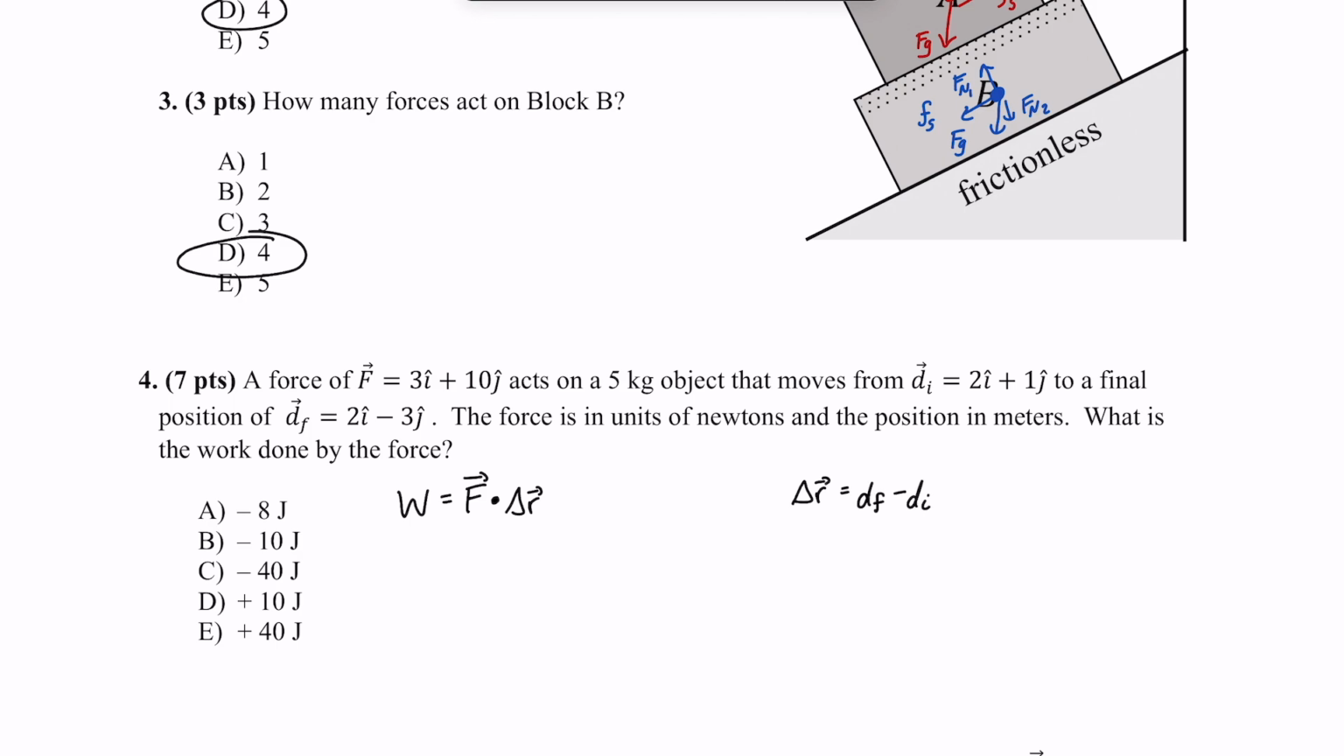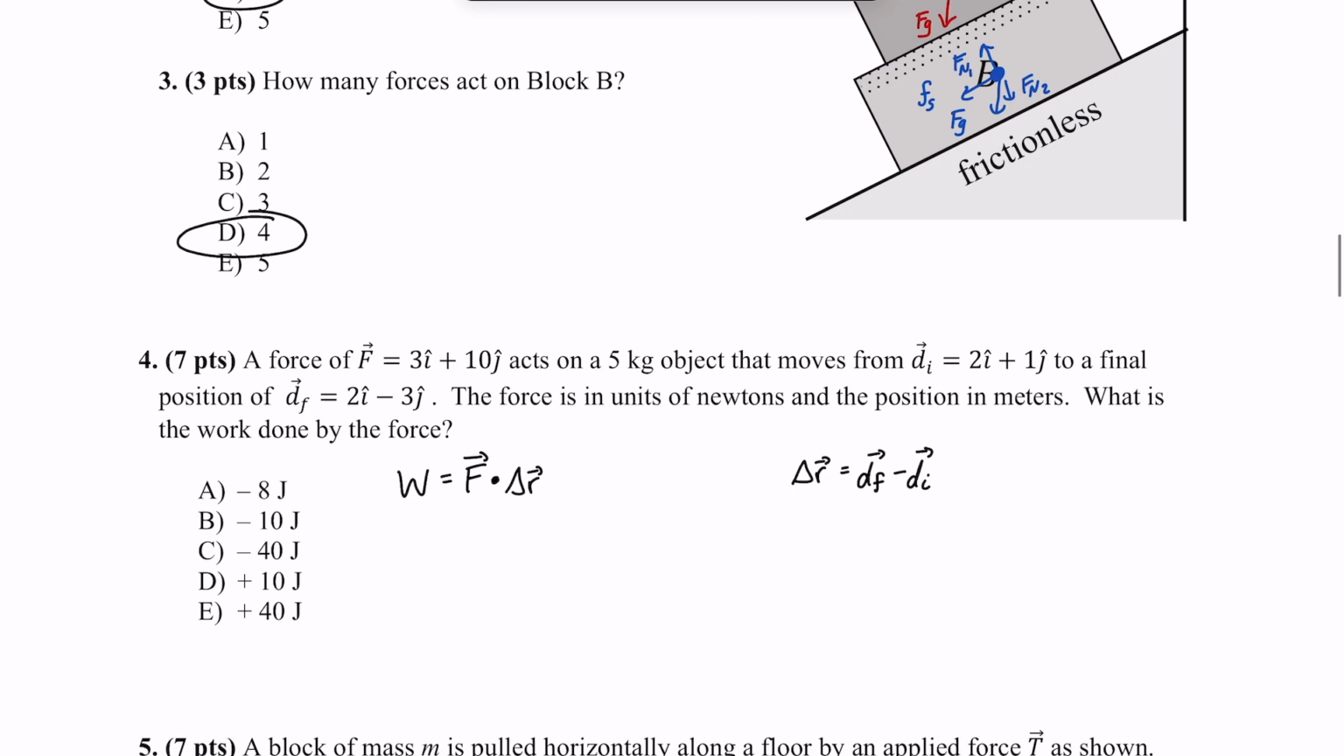So the first step is going to be calculating the displacement based on the final and initial positions of the object. To do that, we need to subtract these two vectors, and so dF is 2i hat minus 3j hat. From that, we need to subtract dI, which is 2i hat plus 1j hat. Subtracting like components, 2 minus 2 gives us 0i hat, minus 3 minus 1 gives us a minus 4j hat, and now we can compute our dot product.